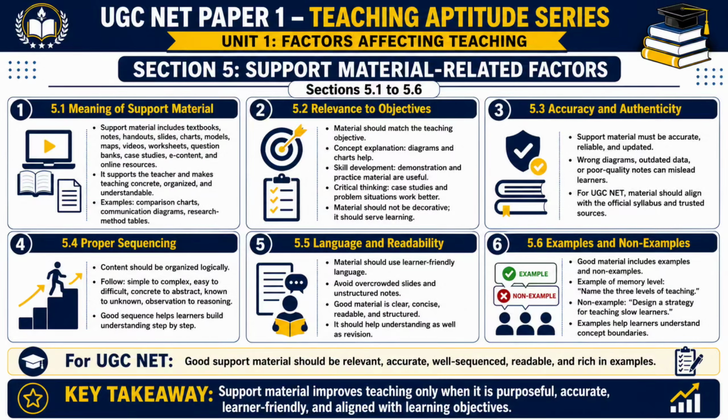5.4. Proper sequencing. Support material should be properly sequenced. The message design principles in the classroom communication material mention that content should be organized from simple to complex, easy to difficult, concrete to abstract, known to unknown, and observation to reasoning. For example, while teaching learner characteristics, the teacher should first explain meaning, then adolescent learners, then adult learners, then individual differences, and then teaching implications. This sequence helps learners build understanding.